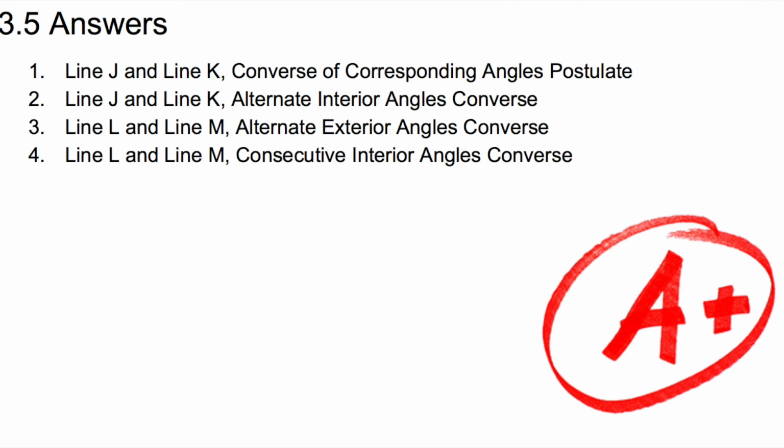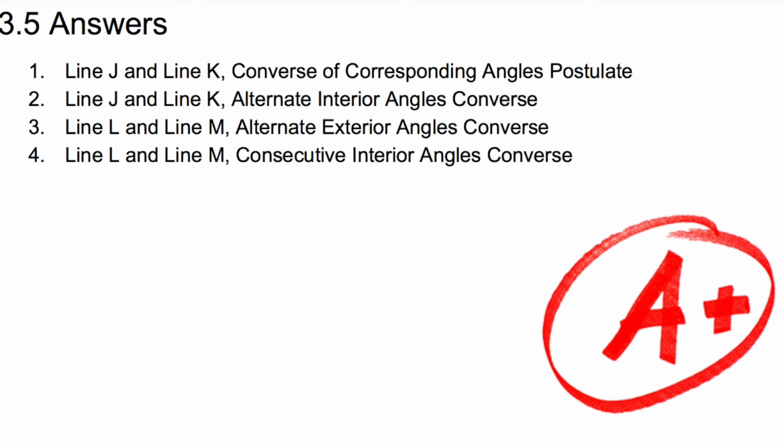For 3.5 answers, Daniel, what did you get? Well, for number 1, I got line J and line K, and converse of corresponding angles postulate. For number 2, I got line J and line K, alternate interior angles postulate. For number 3, I got line L and M, alternate exterior angles converse. And finally, number 4, line L and M, consecutive interior angles converse.